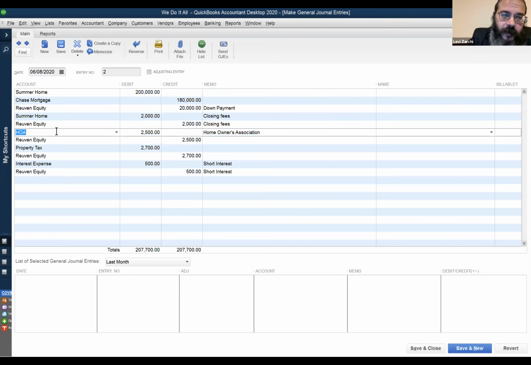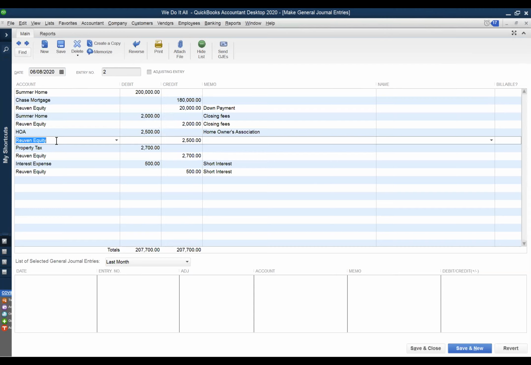I thought I had to do that. No, the credit is equity. Where are you getting the money for the homeowner association from? Reuven's equity. Right. So you have to credit Reuven's equity for 2,500. Oh, so I didn't do that. So you would have wiped out the expense. It would be non-existent.